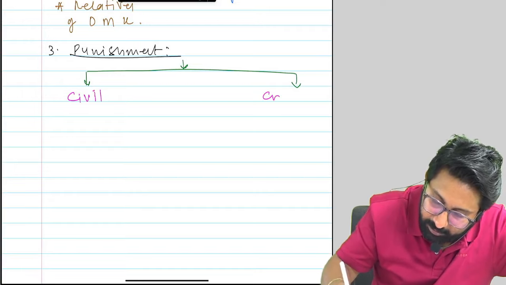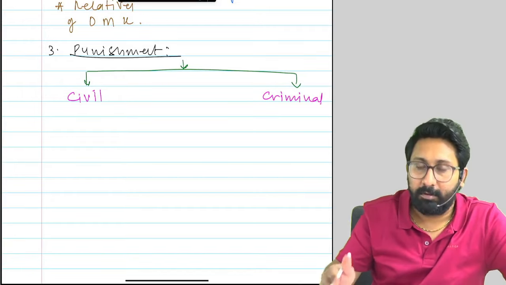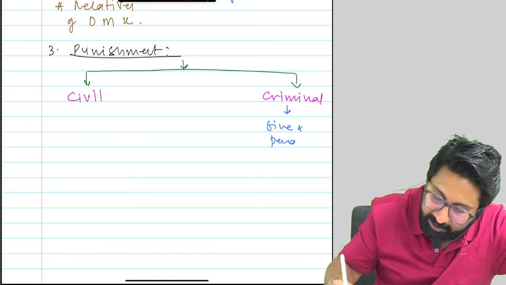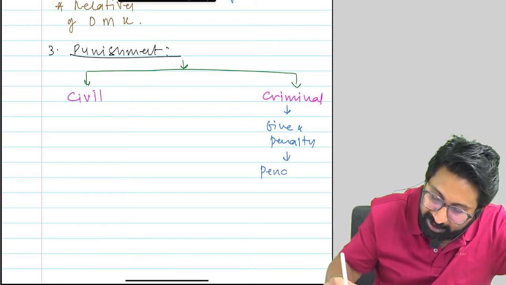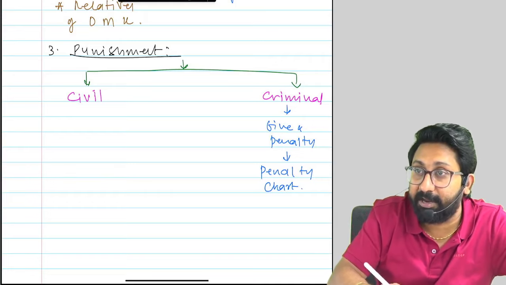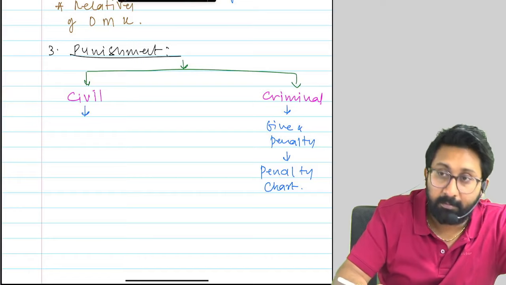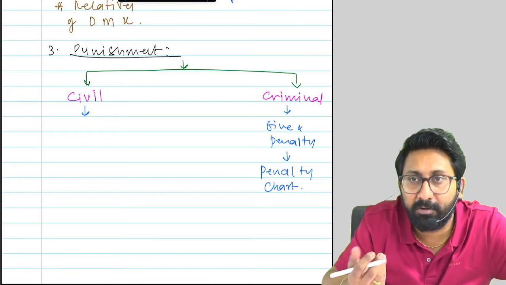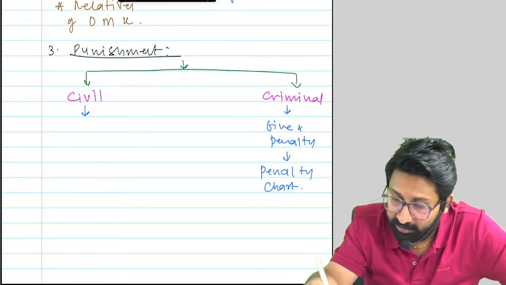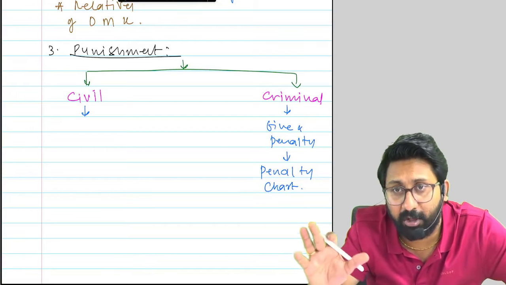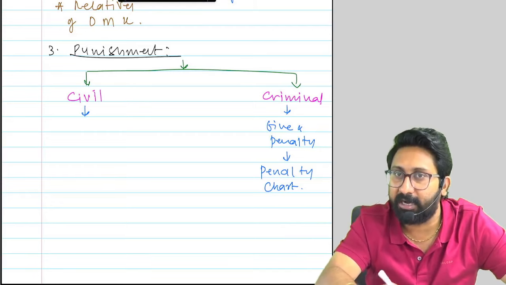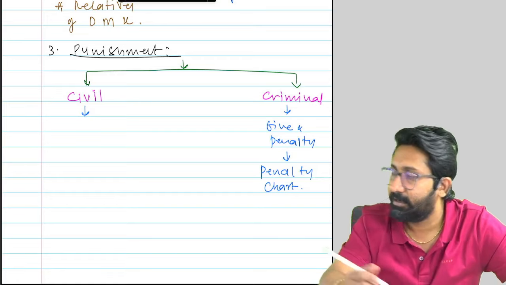Civil, criminal. For criminal, fine and penalty is there. That you refer to the penalty chapter. Even now I won't discuss, but there is one civil liability. This is very important. Punishment will be given or not? Yes. That civil and criminal punishment like fine or penalty, you read on your own and from the charts. But there is one very, very important civil liability involved. That I will discuss in the class now. Shall we start? Let's begin.